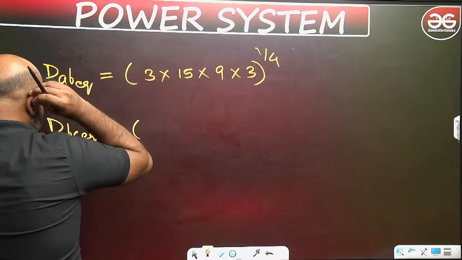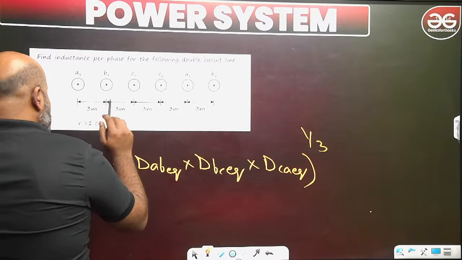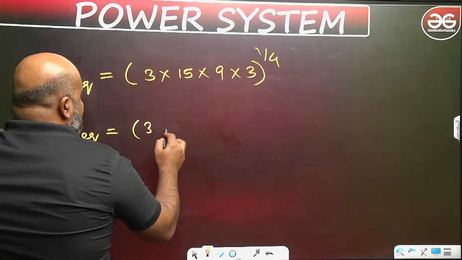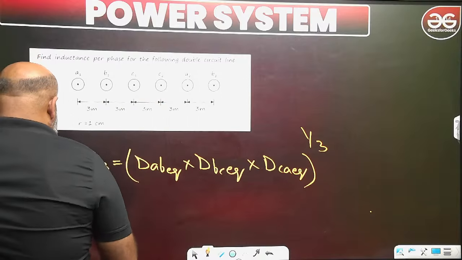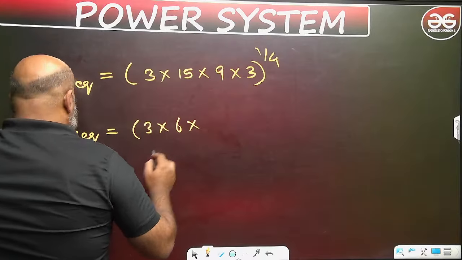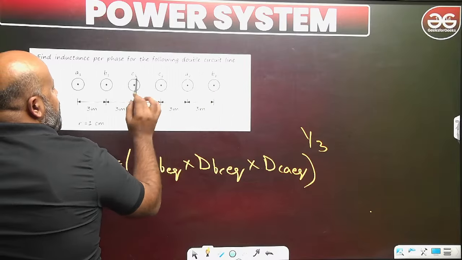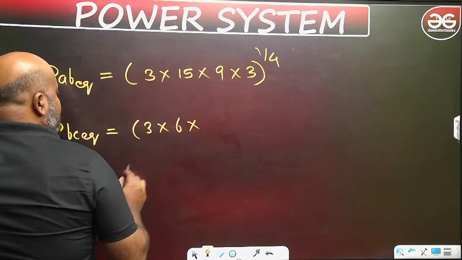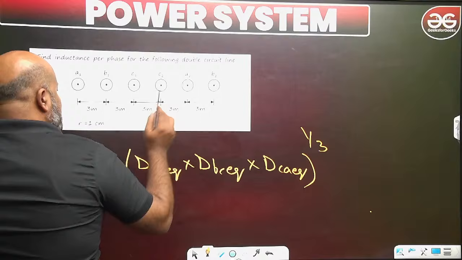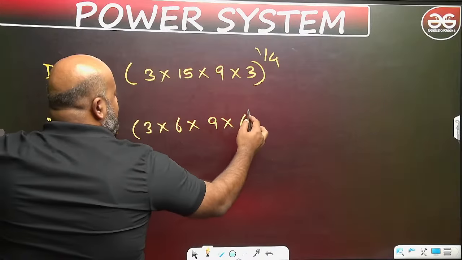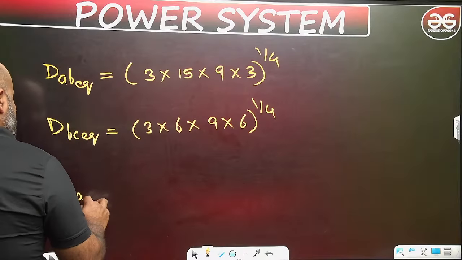DBC equivalent. The distance between B1, C1 is 3. B1, C2, 6. B2, C1, 9. And B2, C2, 6. 3 plus 3, 6. Power 1 by 4.